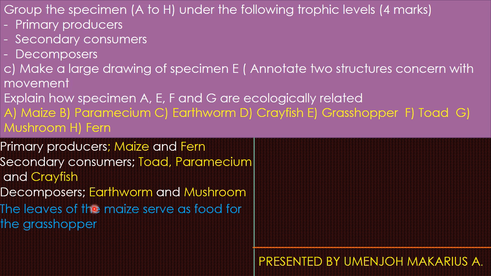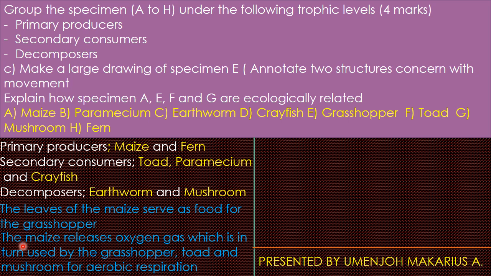That's the first point. Keep in mind that this question was for 4 marks, so we have to advance 4 points. Then friends, we consider that the maize releases oxygen gas, which is in turn used by the grasshopper, toad, and mushroom for aerobic respiration. Good. So this ecological relationship simply wants us to outline the importance of one of those organisms with respect to all the others, or the importance of all the organisms with respect to one, and vice versa.